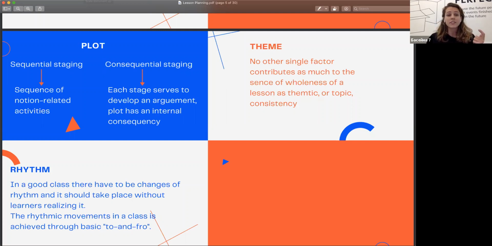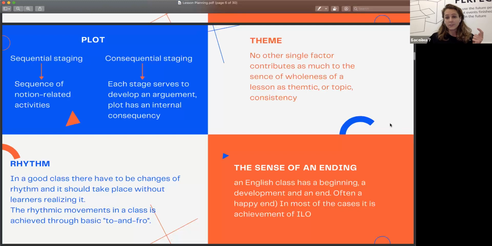And as far as you remember, the last one is the sense of ending that we have during our classes. So as in any good movie, our lessons and lesson plans have a beginning, they have development, and they have the end. Hopefully it's a happy end, because what we are aiming at is to achieve our ILO, which means intended learning outcomes or intended learning objectives. They are called intended learning objectives because that's what we hope our students to achieve at the end of the class.